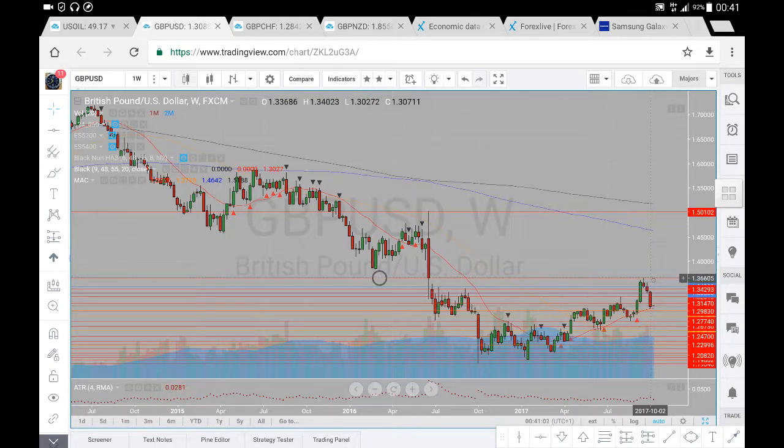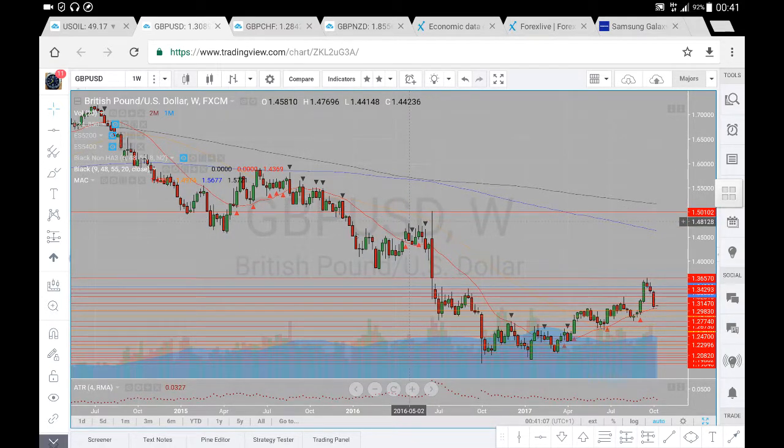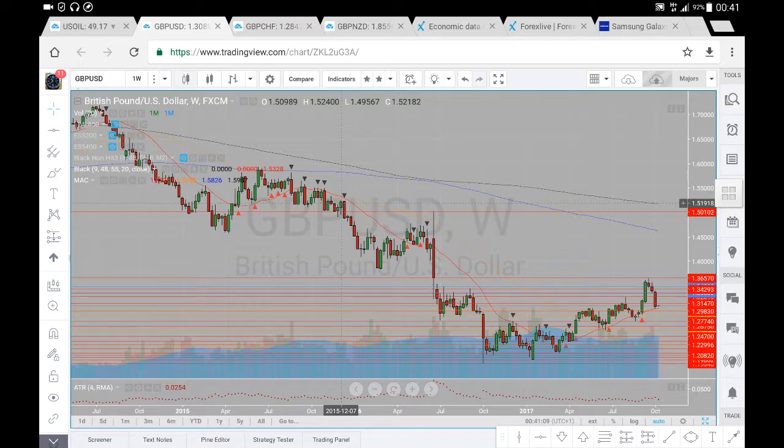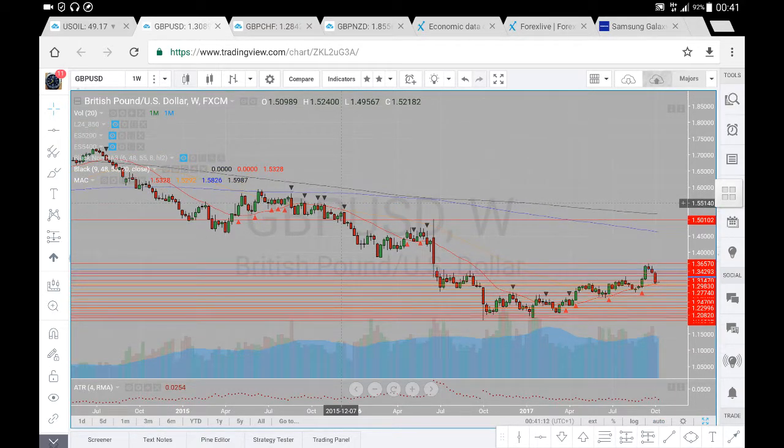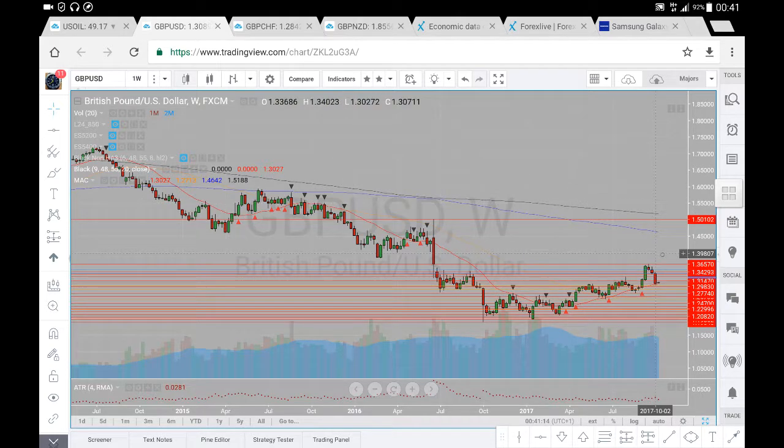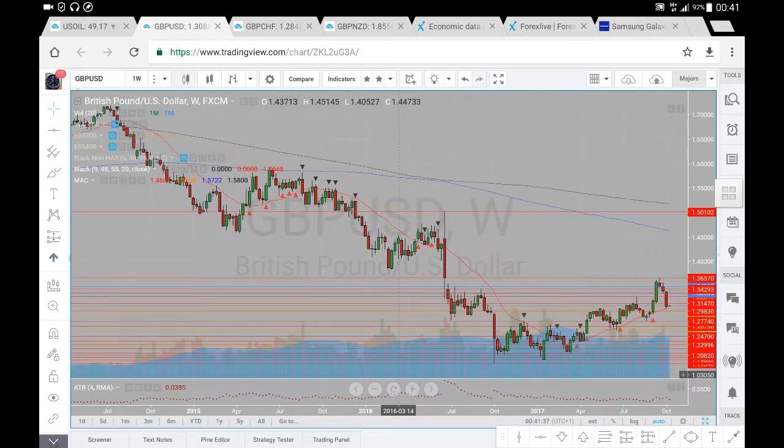The 20-period moving average on the weekly time frame is currently sitting at, goodness me, let me just change this, see if I can actually see this. Oh, there we go. So the 20-period moving average is currently sitting at 130.41. The 50-period is sitting at 127.31. So let's just get the scaling on there correct.